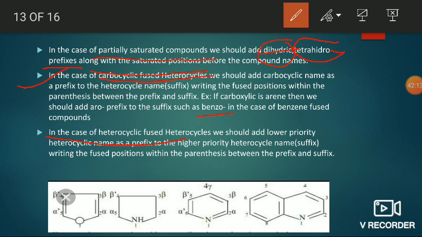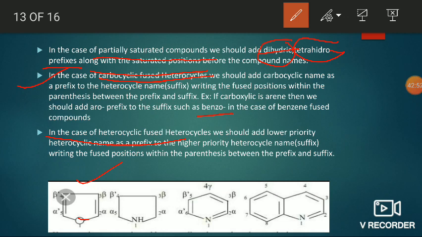Okay, based on the specific rules, we should name the given heterocyclic compound. Next, here are some examples of naming a particular heterocyclic compound. If you observe the numbering, the first one is furan. It is an oxygen-containing 5-membered heterocyclic compound. The heteroatom is oxygen, so we should give the first number to the oxygen atom.